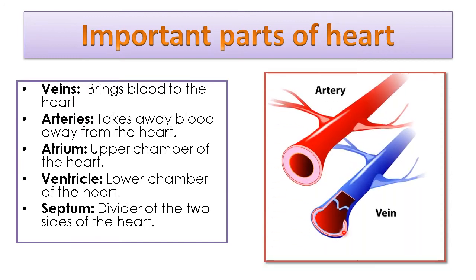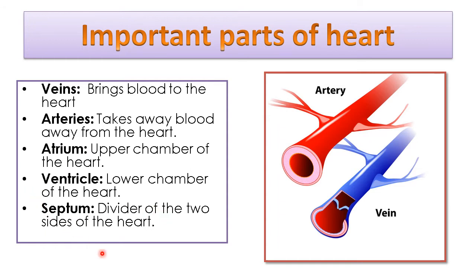Now before going to the structure of the heart, let's see the important parts. Small blood vessels help in the exchange of nutrients. Veins help in bringing blood to the heart, whereas arteries do just the opposite job. These are two parts of our heart separated by the septum.